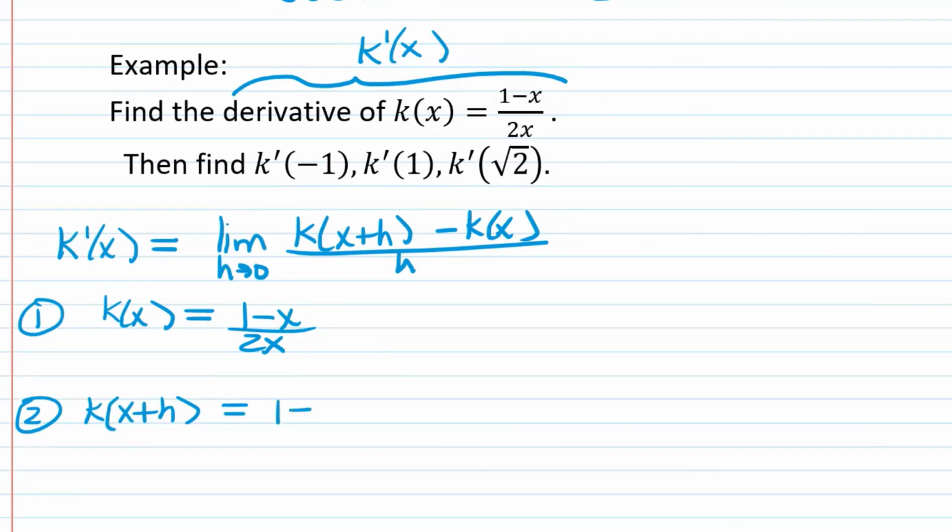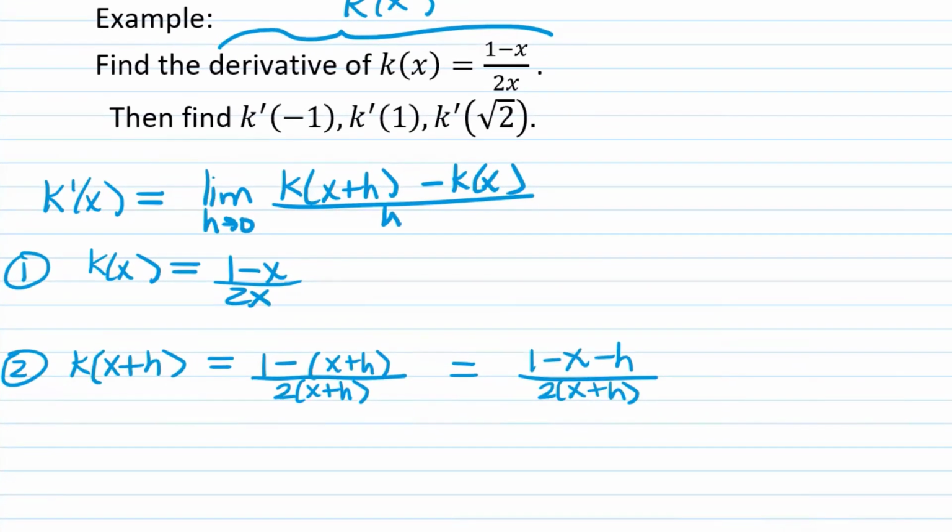It's going to be 1 minus, instead of an x, we have an x plus h, over 2 times, instead of an x, we have an x plus h. So it should be 1 minus x minus h over, and I think I'm going to leave the denominator factored until I see what's going to happen. That's often helpful. Okay, now we're going to go on to step 3.